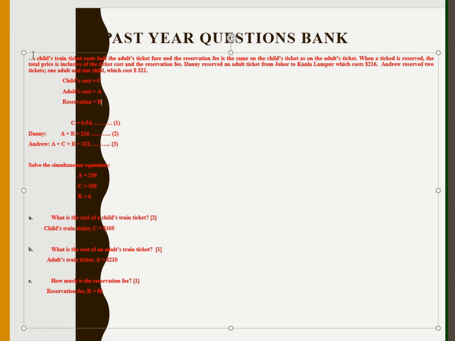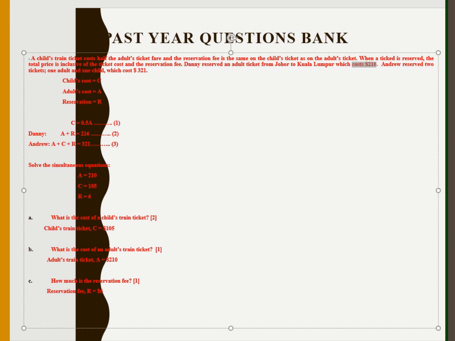A child's ticket costs half of the adult fare. So now here you write down one by one so you're able to see what's going on. A child's train ticket costs half of the adult's ticket fare, and the reservation fee is the same as a child's ticket. When a ticket is reserved, the total price is ticket plus reservation fee. Danny reserved an adult ticket which cost 216. Andrew reserved 2 tickets, 1 adult and 1 child, which cost 321.